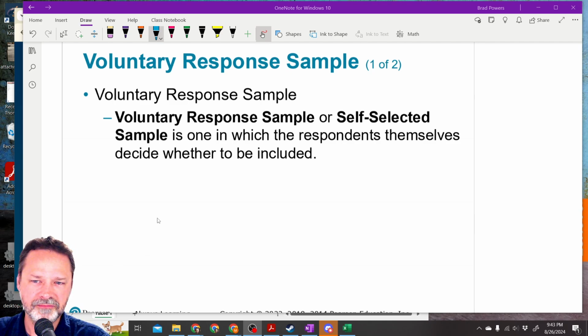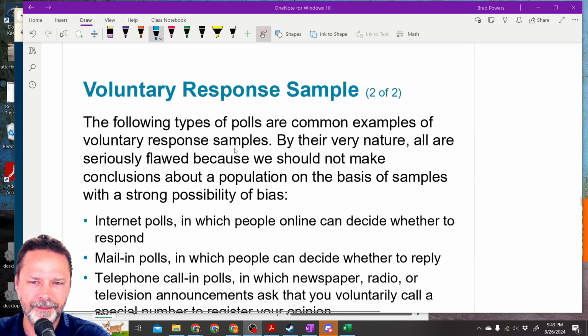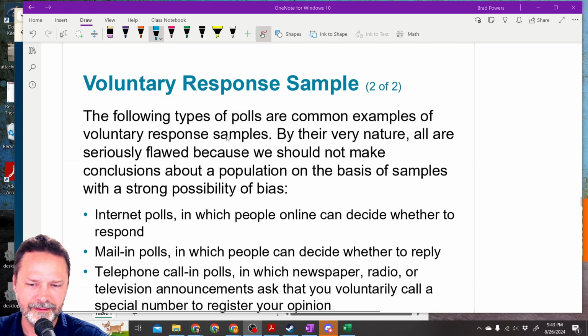The example we're on right now is a voluntary response sample. We're just going to talk about voluntary response a little bit. A voluntary response sample, or self-selected sample, is one in which the respondents themselves decide whether to be included. So it's like where someone says, I want to talk, I want things to be known about me, and so you say, hey, here, this is stuff about me. Use it. That's a voluntary response.